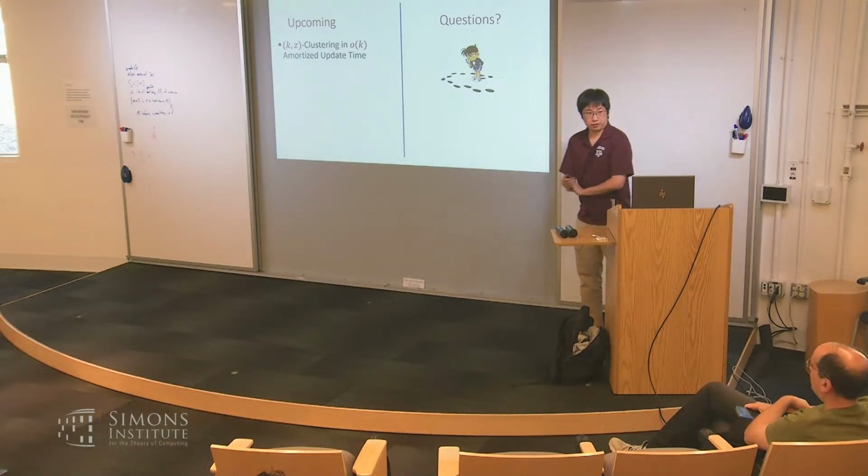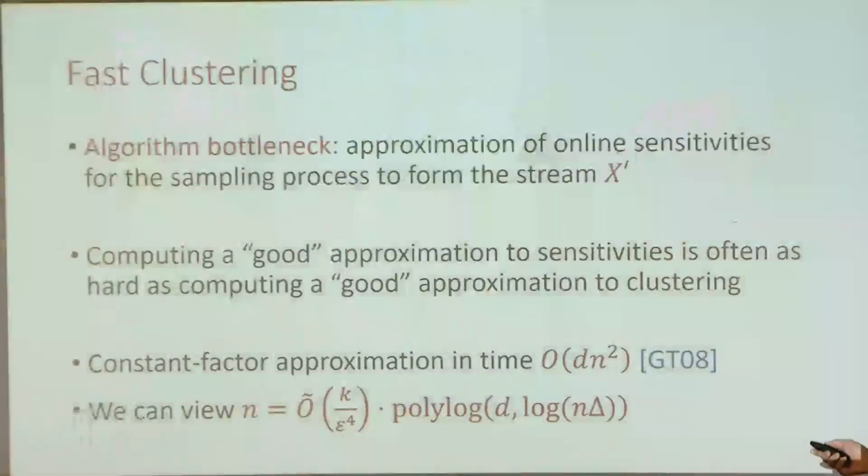Okay, so if there are no questions, I'll go fast over this, which is appropriate because our algorithm needs to be fast. The runtime bottleneck, as Ali mentioned, is that we need some way to approximate how important each point is. And this is kind of a chicken-and-egg problem, because computing a good approximation to how important each point is often involves solving an approximately optimal clustering problem.